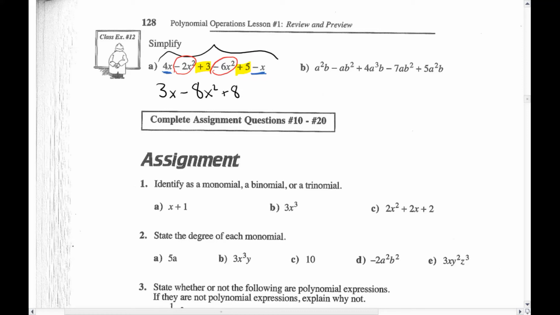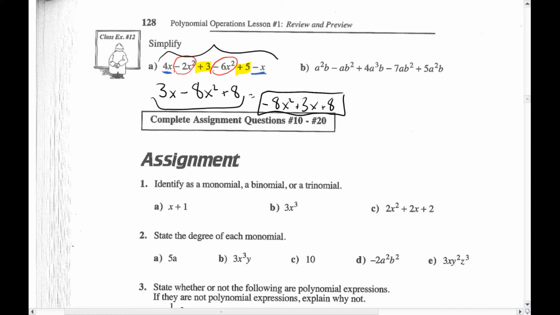And if you wanted to, you can rewrite this. This is the answer right here. You could rewrite that in descending order if you wanted to. So that means you're going to put the term with the largest exponent first. So negative 8x squared, plus 3x plus 8. And that would be the proper way to write that.